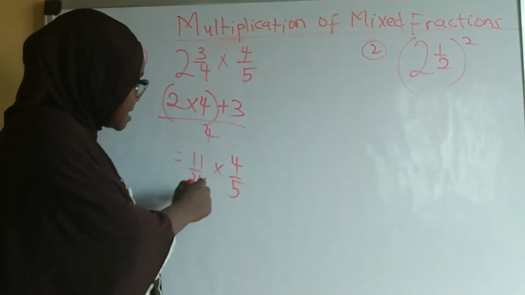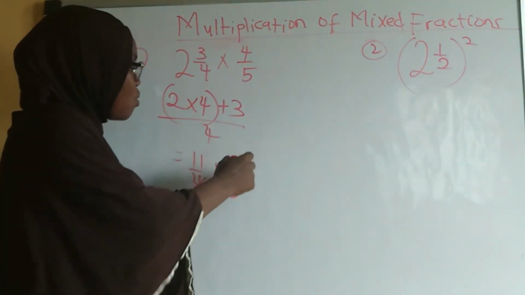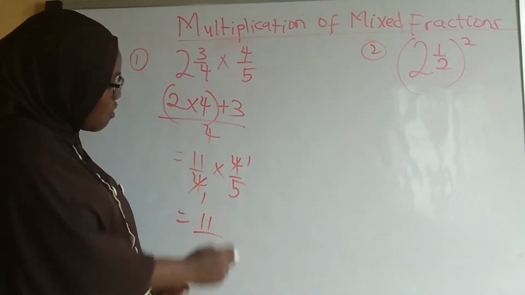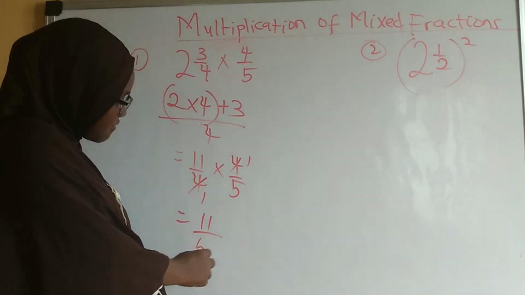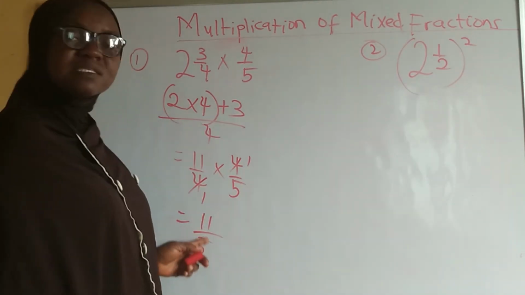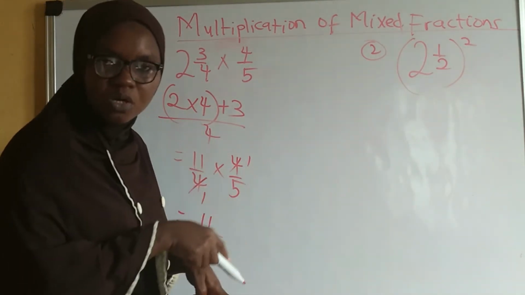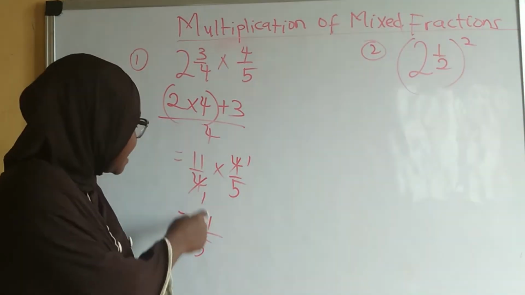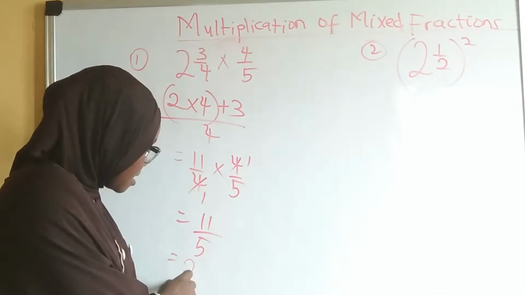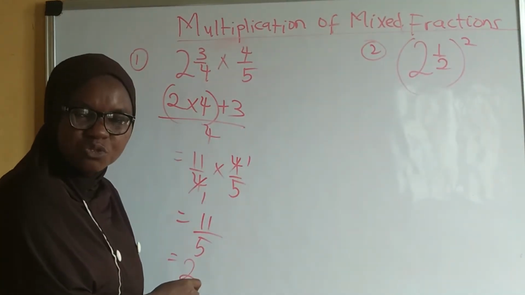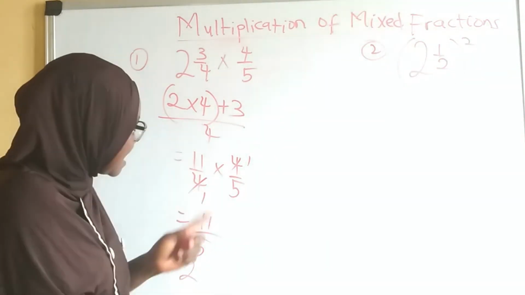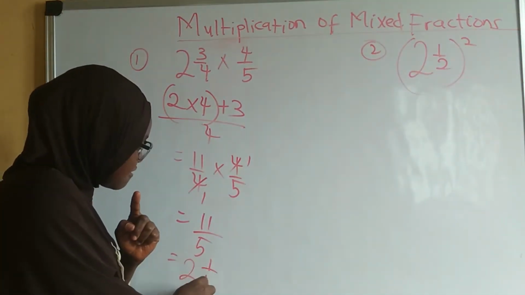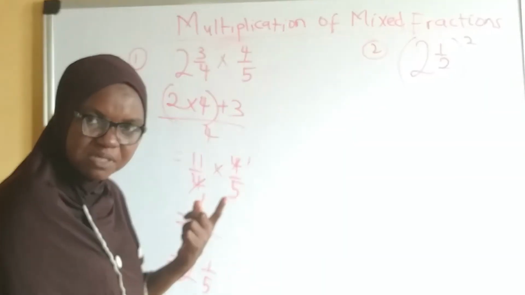So how many 4s can I get here? 1. How many 4s can I get here? 1. So what do I have left here? I have 11 times 1, which is 11, over 1 times 5, which is 5. Now this is an improper fraction. I need to change it back to a mixed fraction. 11 over 5. How many 5s can I get in 11? It is 2, because 2 times 5 is 10. So what do I have left? I'm going to take 10 away from 11. I'll have 1 left. And that is 1 over this 5. Does that make sense? Alright.